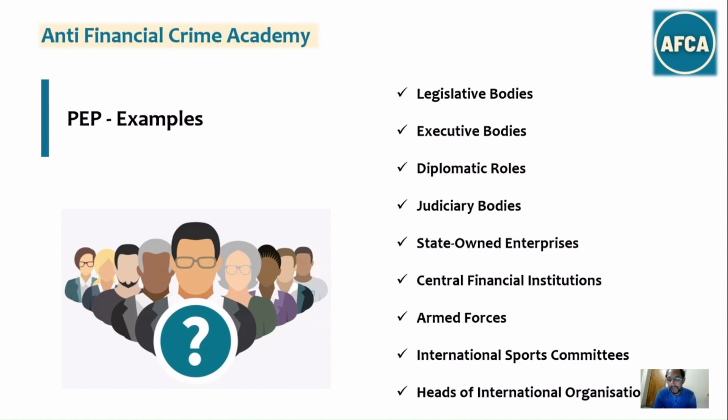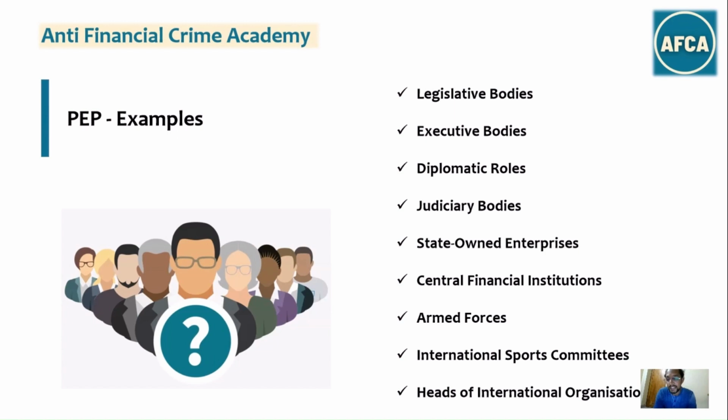And then you have your judiciary bodies, your courts, the top people like the Chief Justice of India or the Attorney General. These people, the head of the judiciary, are also considered politically exposed persons. And then you have your state-owned enterprises. State-owned enterprises are state-owned businesses like your Indian Oil Corporation. Indian Oil Corporation is a state-owned entity. It is a business, but it is a public limited company owned by the government. So the people sitting in the top positions of these kinds of institutions are also considered politically exposed persons.